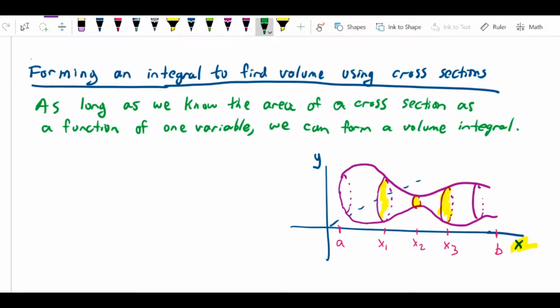Because what I can do is, let's suppose that I have this cross section. Let's pick x1.